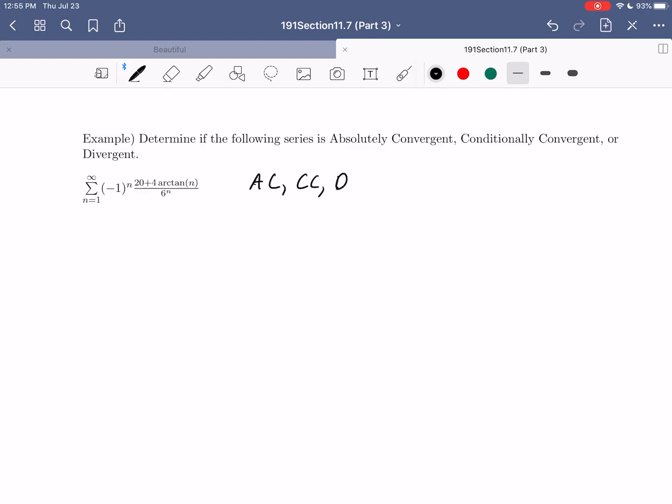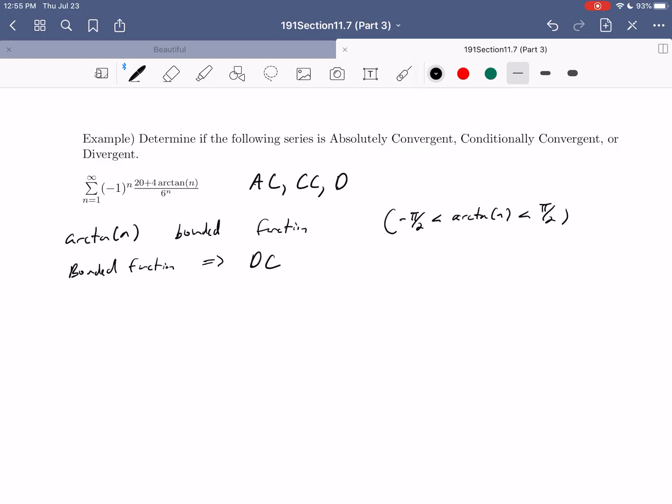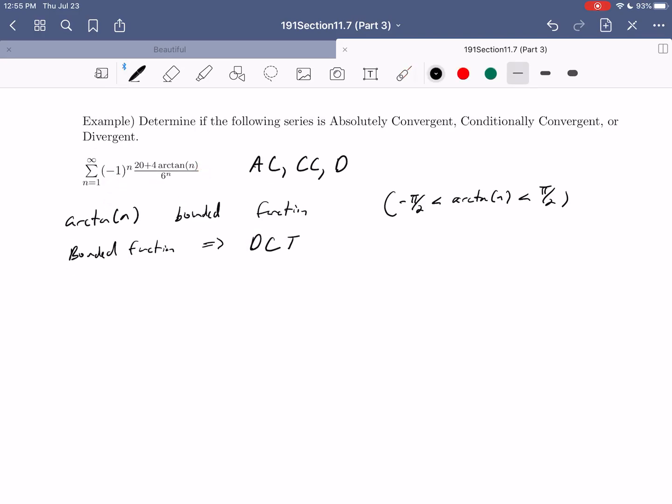Now, the first thing that should jump out to us is we've got this weird arctan of n in there. Arctan of n is a bounded function. What we know about arctan of n is that it always lives between negative pi over 2 and pi over 2. What do bounded functions often use? Well, the presence of a bounded function tells us we might want to try the direct comparison test. Now, comparison tests require that you have always positive terms. We do not, so we'll need to put this in absolute value first.